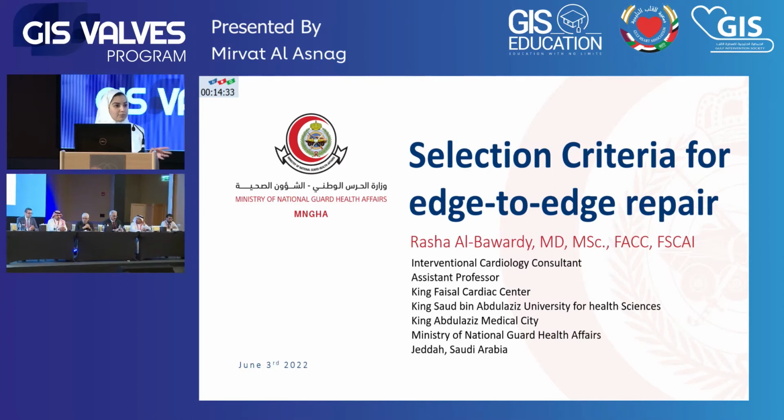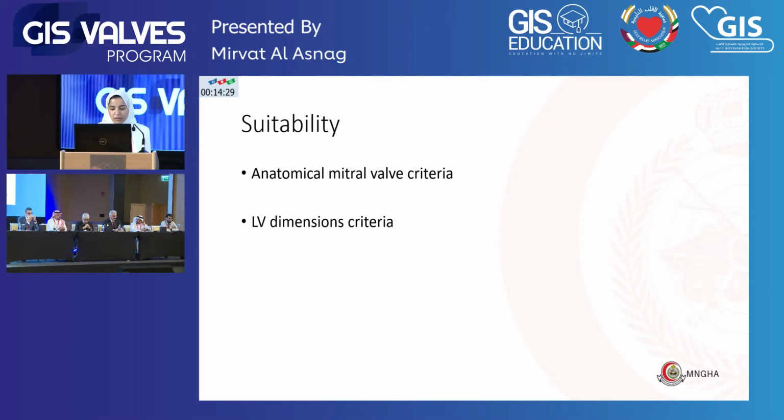All right, so in the next 15 minutes, we'll talk more about the patient selection, but also the types of clips that we're going to be using for each patient. So when we talk about suitability for a transcatheter edge-to-edge repair, you have to think of it in two ways, other than the patient as a whole condition. One, we're looking at the mitral valve itself and the mitral valve apparatus, so anatomically, and also the LV itself, whether it's dilated or not.